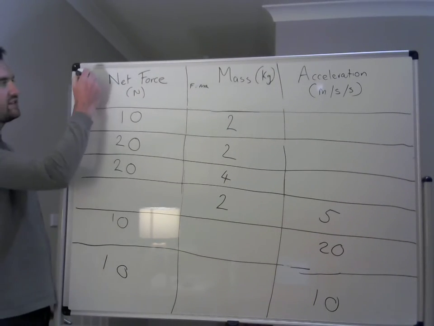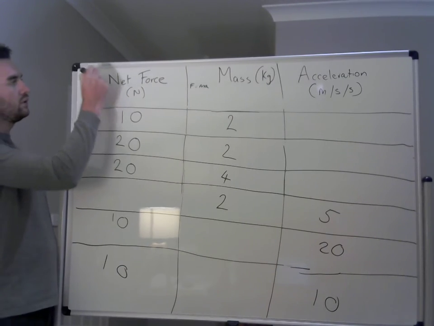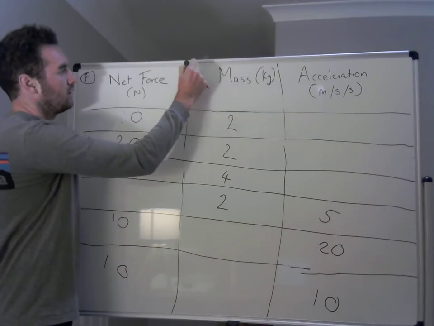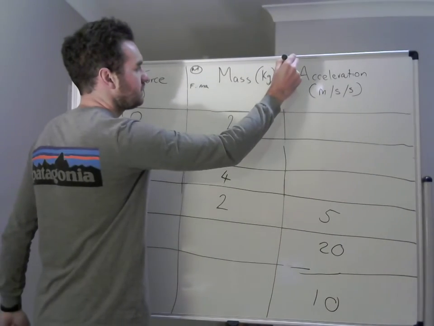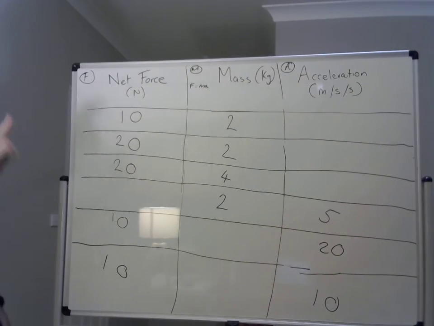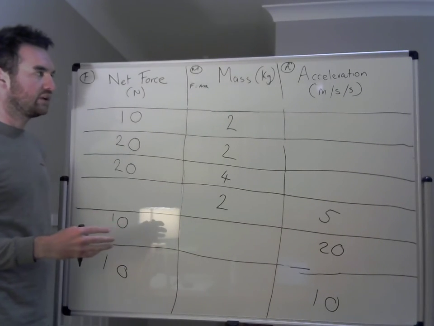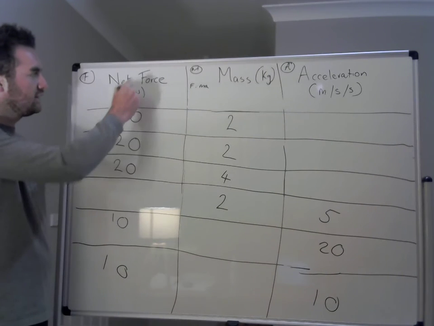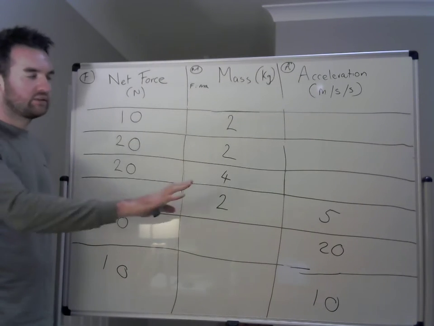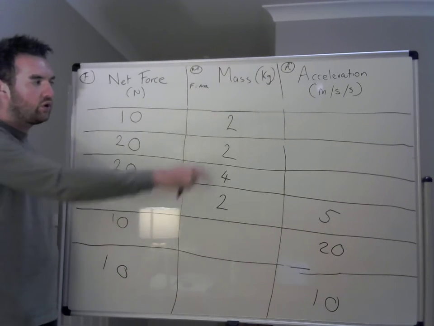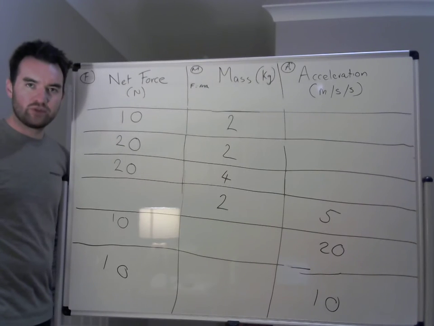So if this is F, this is m, and this is a, if I know two of those values, I can work out the third one. Okay, so let's do the first one. We have a net force of 10. We're pushing 10 newtons on something that weighs 2 kilograms.